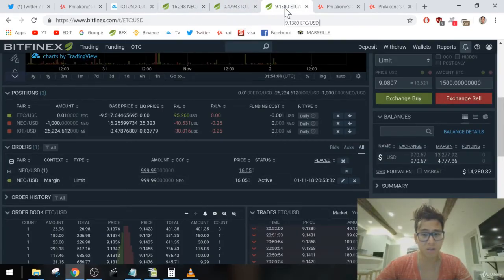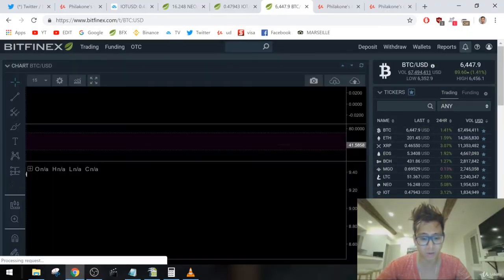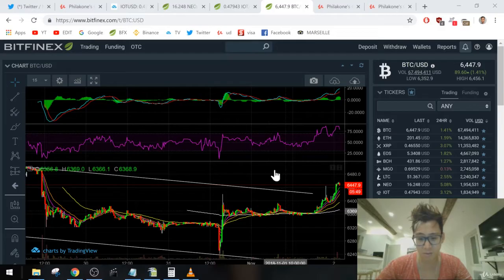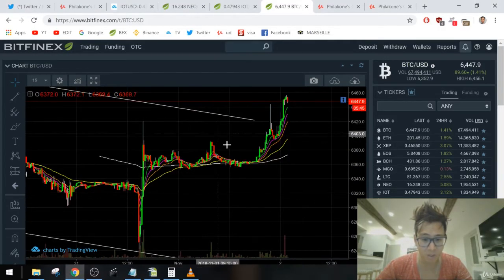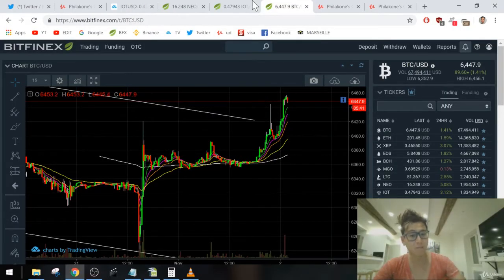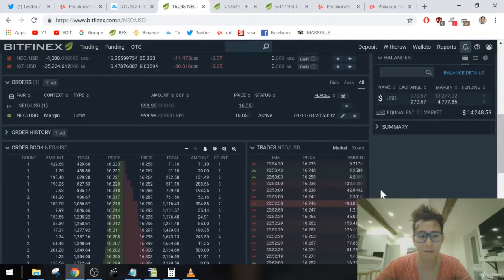So let's take a look at Bitcoin and see how this is actually faring at this particular level over here. Can't help but think that we are going to go down just based on Elliott wave, right? 1, 2, 3, 4, and there's the fifth wave that I was talking about happening earlier. All right, we're definitely downtrending, right?